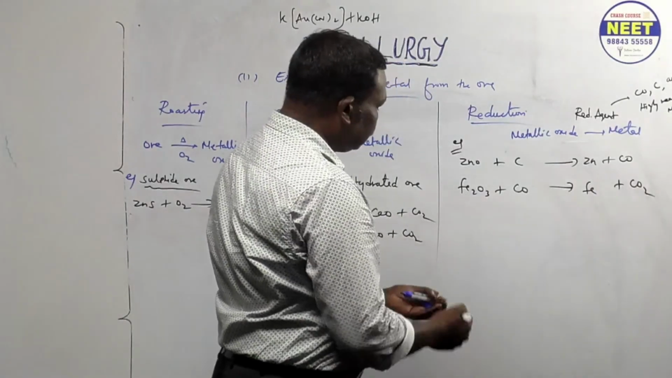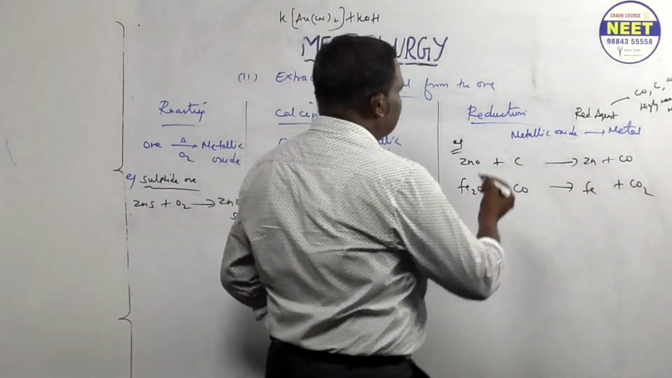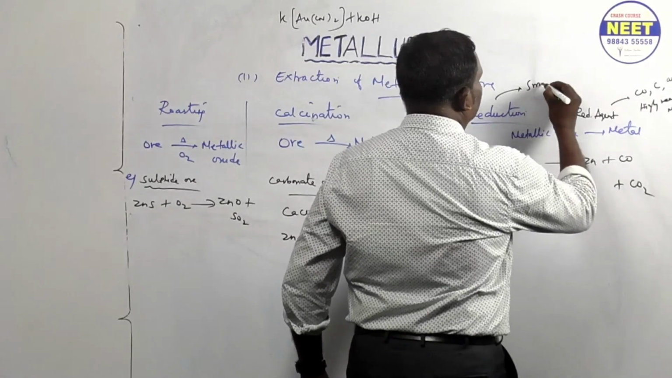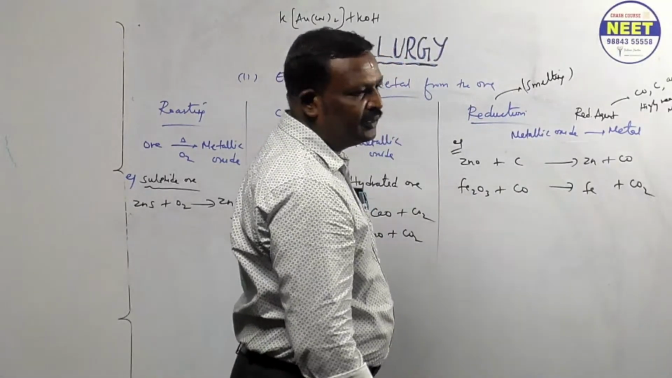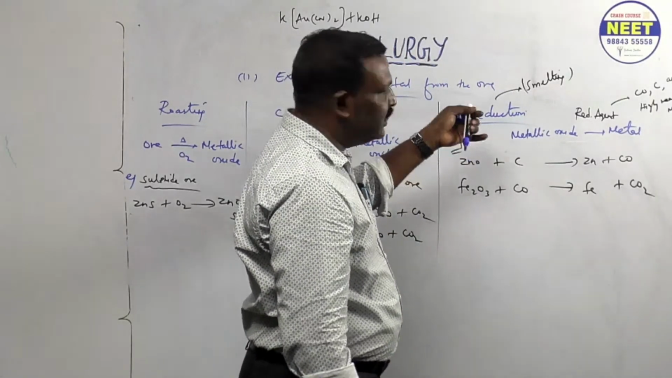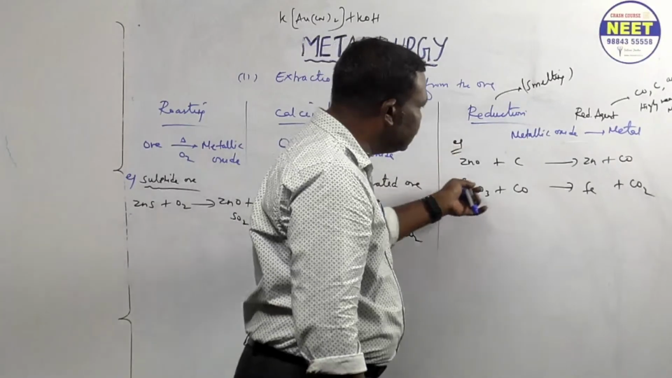Sometimes we say it's called smelting. Sometimes heating also we should do. Heating, reducing agent, all is necessary to convert any metallic oxide to metal, and that is called smelting. Okay, right.